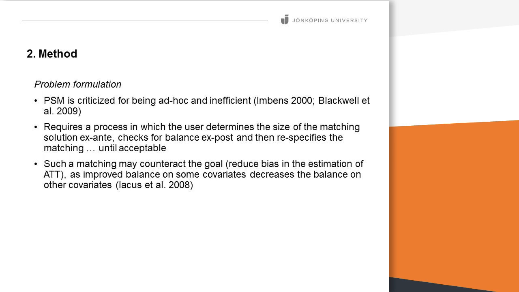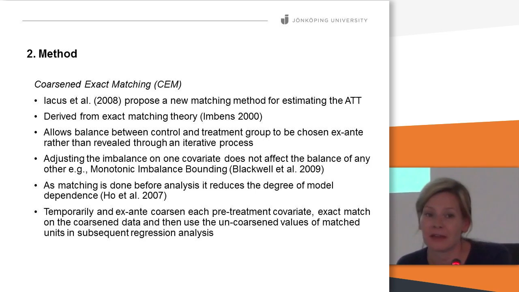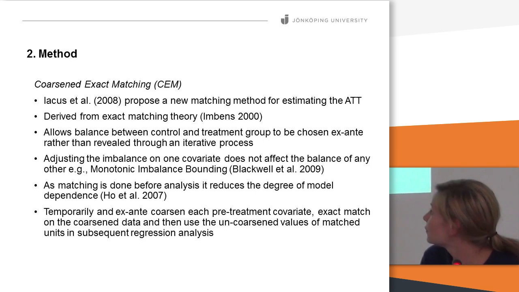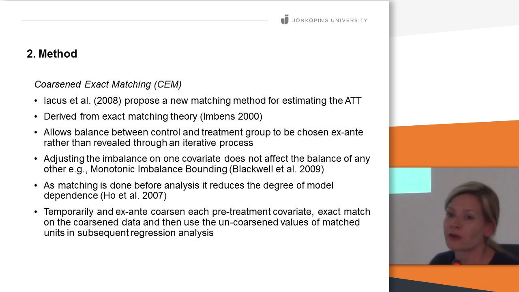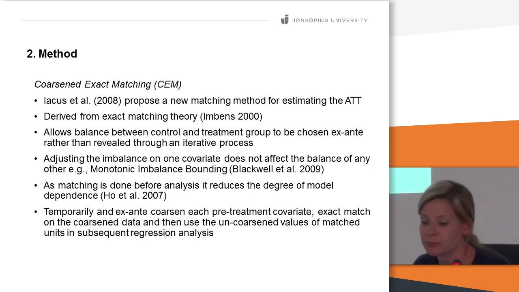So we have chosen a different matching method in our evaluation. We have chosen to use the recently developed coarsened exact matching method to obtain a control group. This is derived from exact matching theory. With the type of data that we have access to, it is of course not possible to obtain an exact matching control group, because you have a lot of continuous variables, which means you would need exact values on all of these variables, and that is not possible with any method. You wouldn't obtain enough firms in the control group.